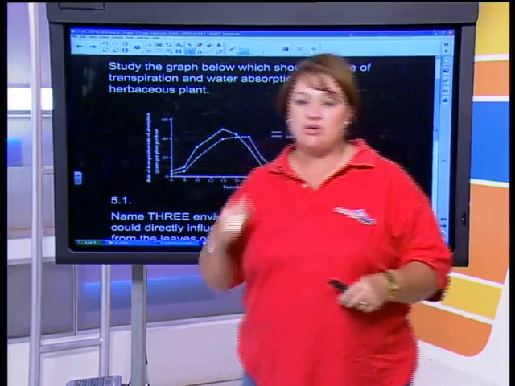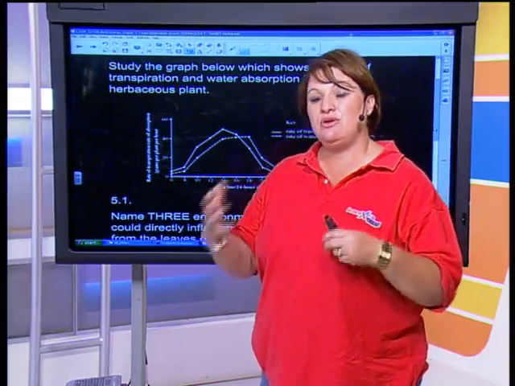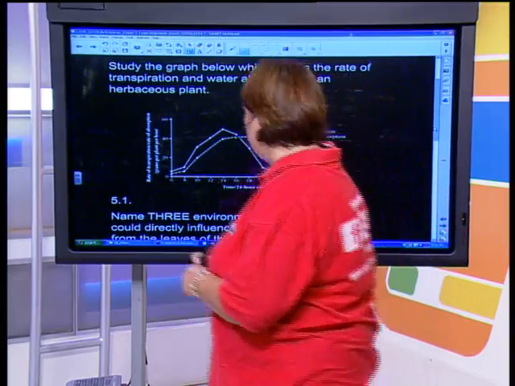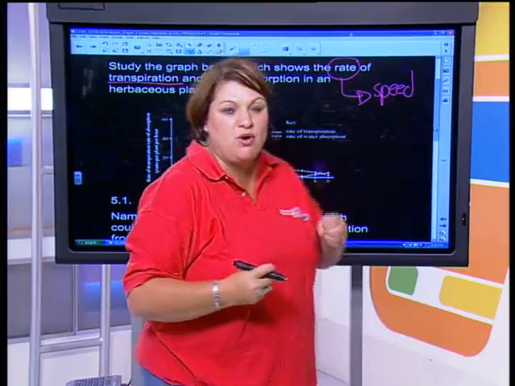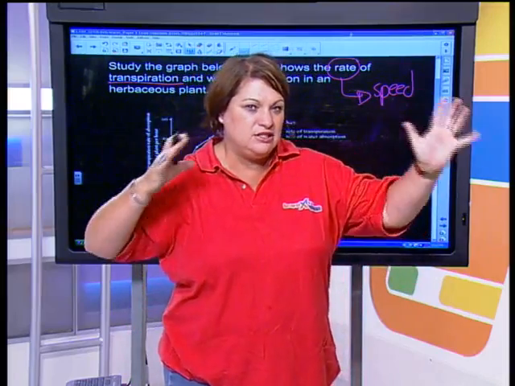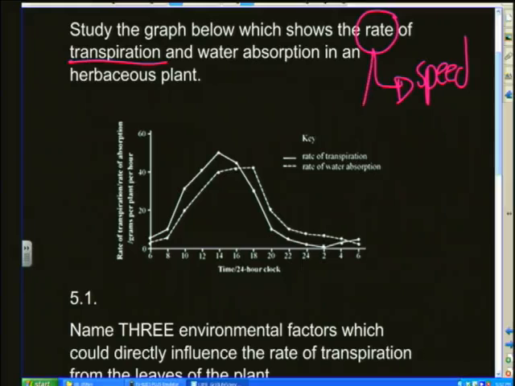Again, you see graphs are quite popular when it comes to life sciences. Let's go through a few of the questions. It says, study the graph below, which shows the rate of transpiration. When you start with the rate of transpiration, that is the speed: how quick or how slow is it going to occur? What things need to go through our minds? We're looking at rate. What increases the rate?